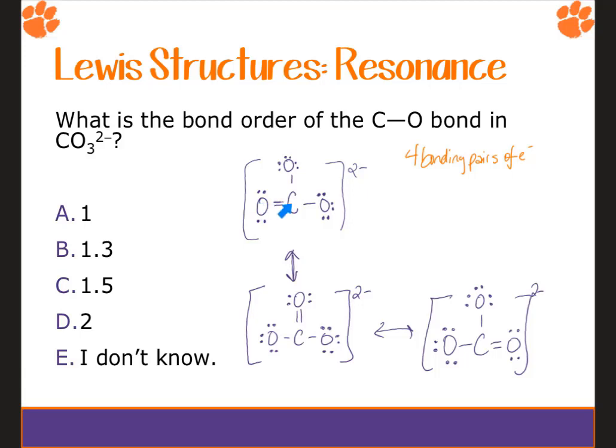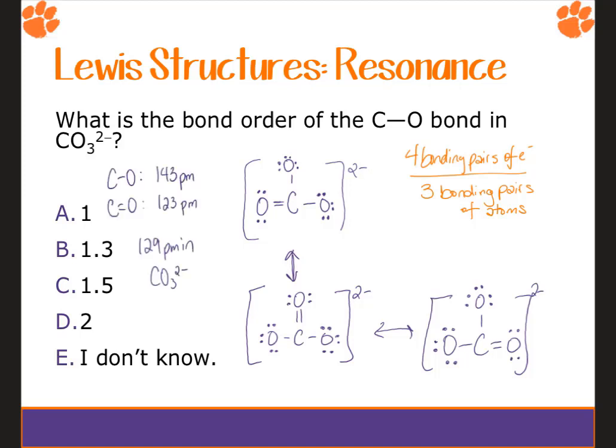And these 4 bonding pairs are spread evenly over 3 bonded pairs of atoms. So I have this CO bond, this CO bond, and this CO bond. So we take the number of bonding pairs of electrons, so 1, 2, 3, 4 bonding pairs, divided by the number of bonded pairs of atoms, so that's 1, 2, 3. That's going to give us a bond order of 1.3. So what this means is that the bond length, as well as the bond strength, is going to be somewhere between the length and strength of a carbon-oxygen single bond and a carbon-oxygen double bond.